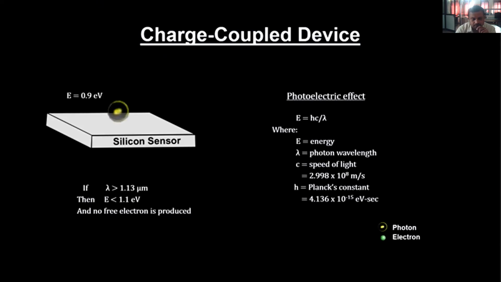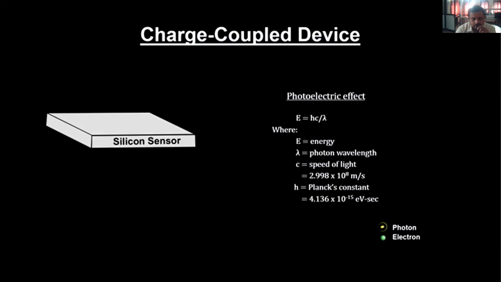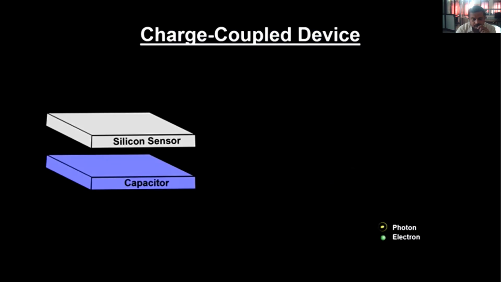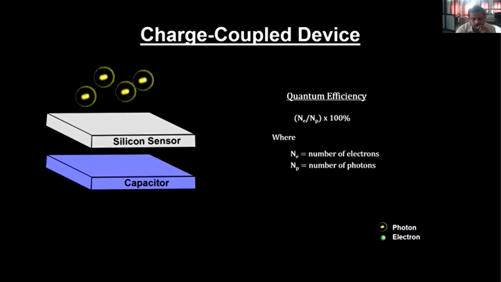CCDs use a thin wafer of silicon to produce electrons from photons because silicon easily releases electrons with visible light. A tiny positively charged capacitor is attached to the silicon wafer in order to collect the free electrons. If we get one electron for each photon in the range, we'd have 100% quantum efficiency. The highest quality CCDs can achieve up to 90% quantum efficiency. It's interesting to note that the quantum efficiency of the human eye's rods and cones is only 1%.